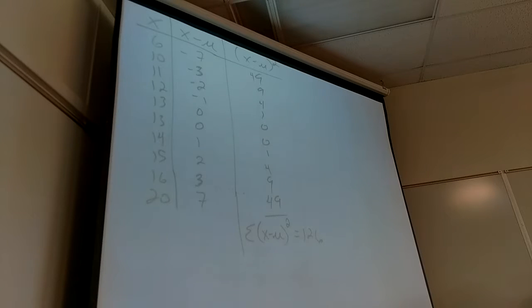And again, reminding you, we're trying to get the average squared distance right now. So what would I do with that number I just got? Divide it by 10. I like it, right?